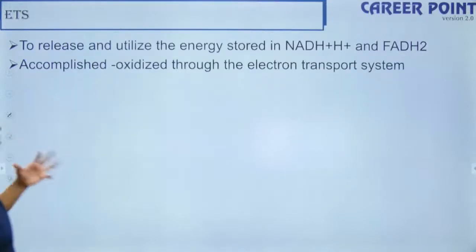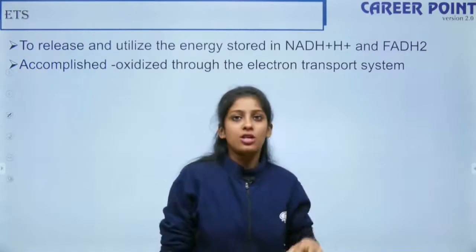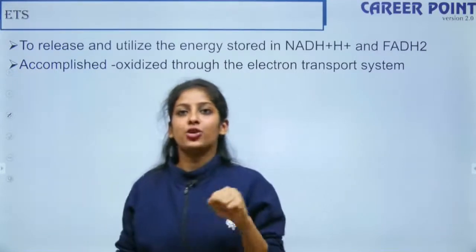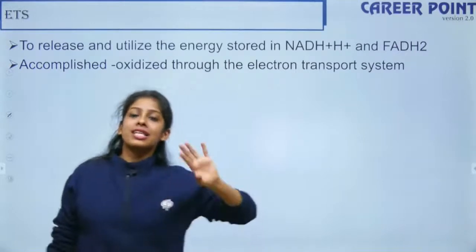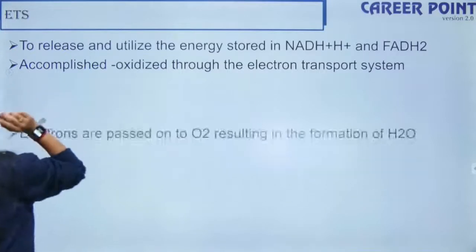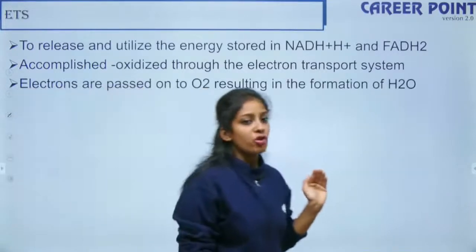It is accomplished by oxidation through the electron transport system. Now how are we going to convert the energy that is trapped inside NADH or FADH2? We oxidize them through the ETC. So we are going to oxidize them. Electrons are passed on to the oxygen, resulting in the formation of water.